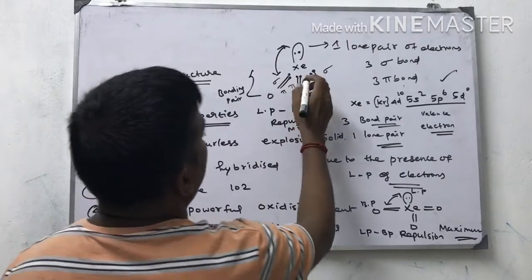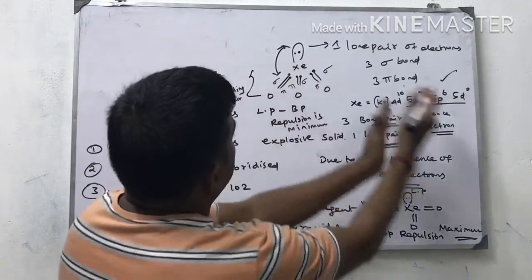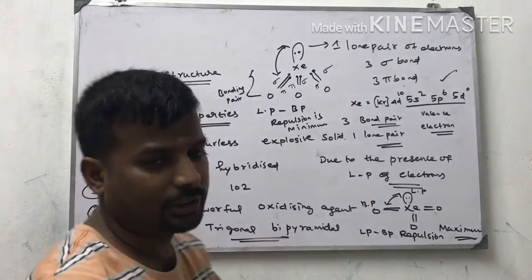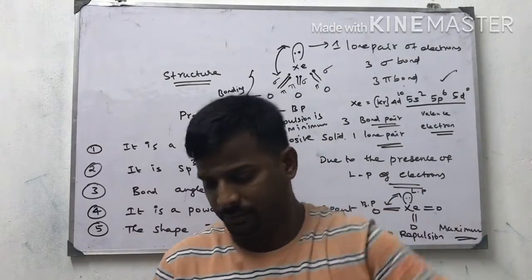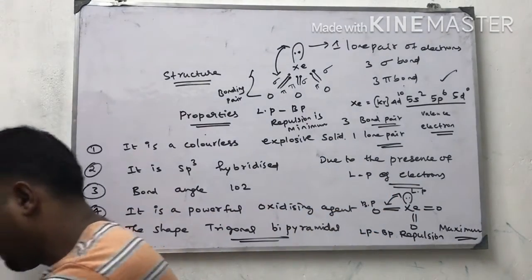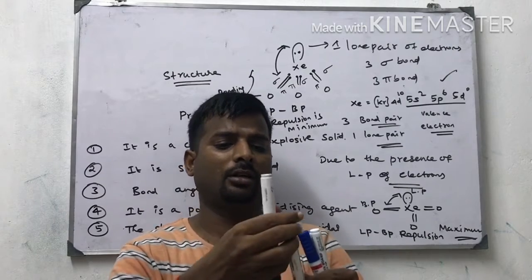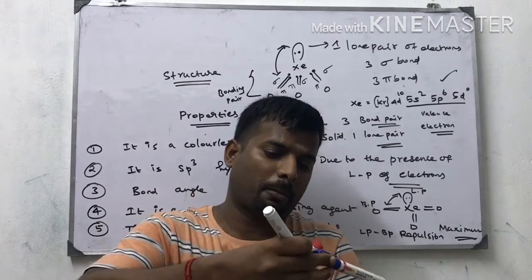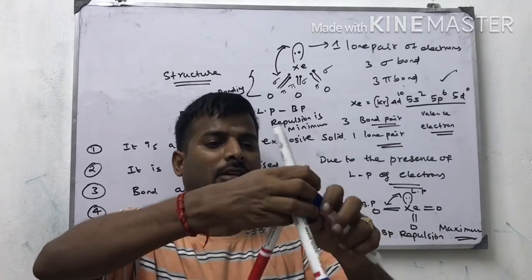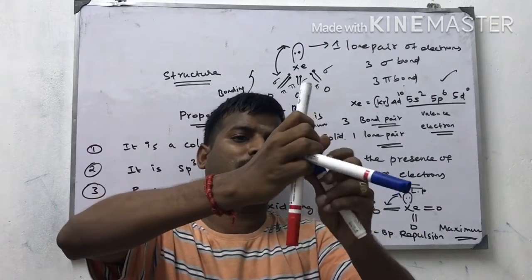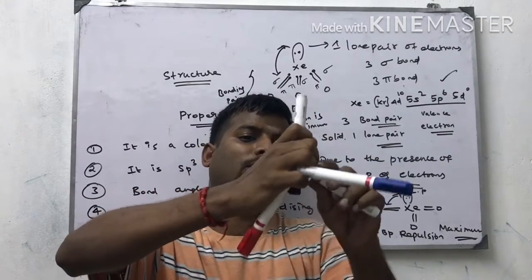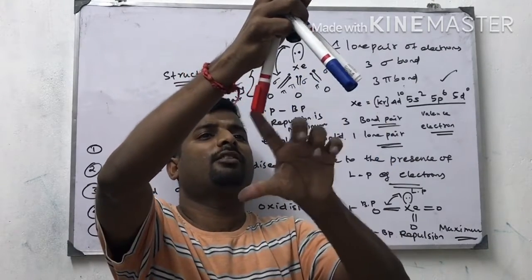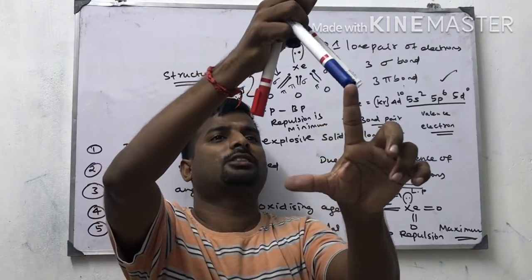The 3 oxygens are present in 3 corners. This corner is on the back side. Xenon is present here. Suppose this is a xenon compound. This is xenon. This is the 1st oxygen, this is the 2nd oxygen, and the 3rd oxygen is here. See, children, I am drawing the structure. Another oxygen is present here. This is xenon, front side and back side. So this is the structure.